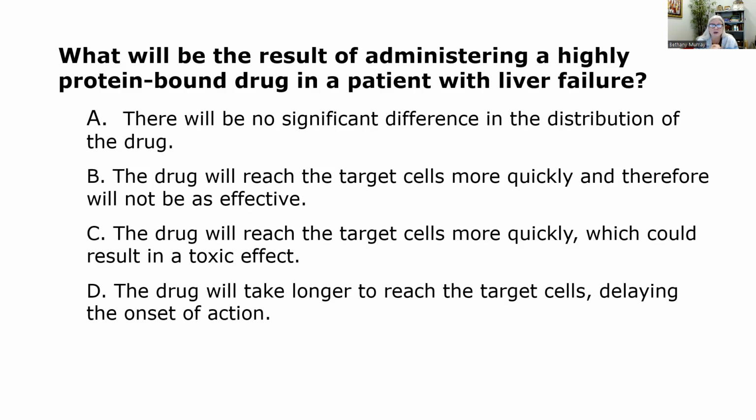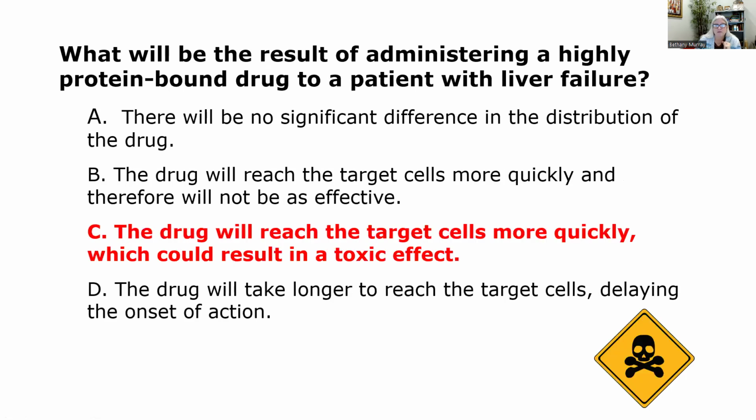Is it going to reach the target cells more quickly, which will result in a toxic effect? So if you reach them more quickly, is that going to be a decreased benefit? Is it going to be a toxic benefit? Or is it going to reach the target cells more slowly if you have a highly protein-bound drug with liver failure? And in fact, the person does not metabolize the medications, the molecule well, so it's going to reach the target cells more quickly, which could result in a toxic effect.